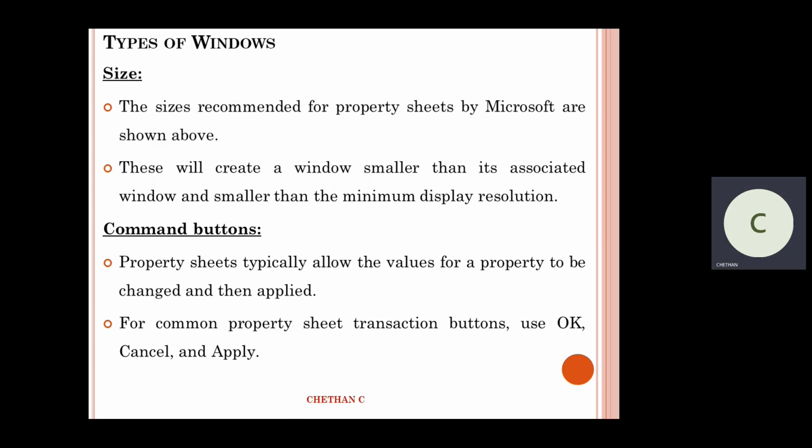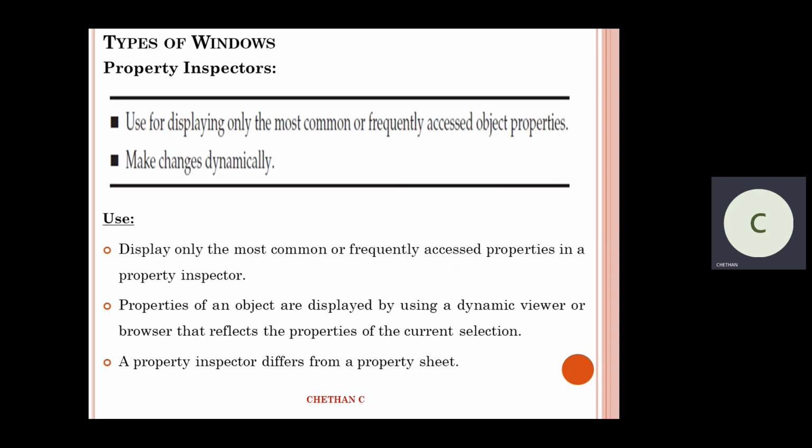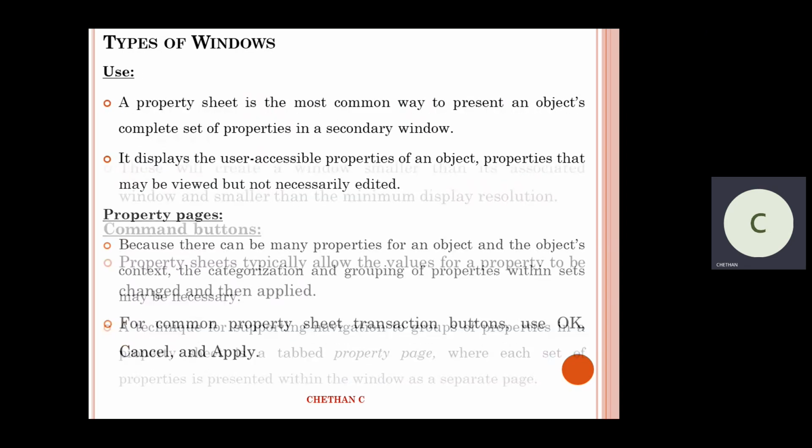Basically, the various properties will come through this. What is the size you want to keep? What are the command buttons you want to keep? Is it just OK, Cancel, Apply, being very common property sheet transaction buttons, or is there anything else you want to keep? What is the size you can keep? All those things will be coming in your property pages.